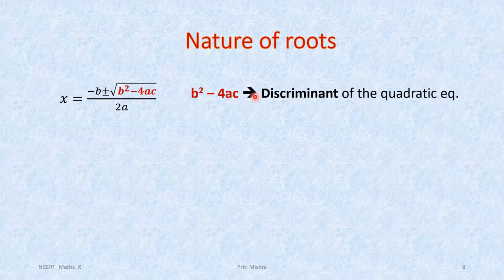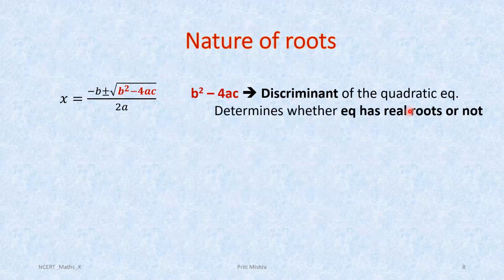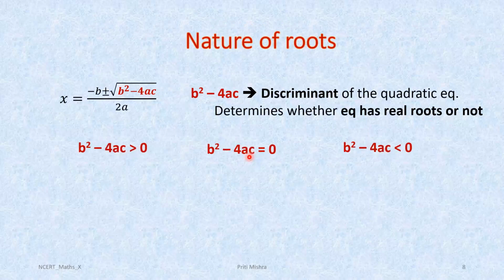b square minus 4ac, the discriminant of the quadratic equation, determines whether the equation has real roots or not. Because b square minus 4ac can give us three situations: if b square minus 4ac is greater than 0, equal to 0, or less than 0, then we can have three types of roots.